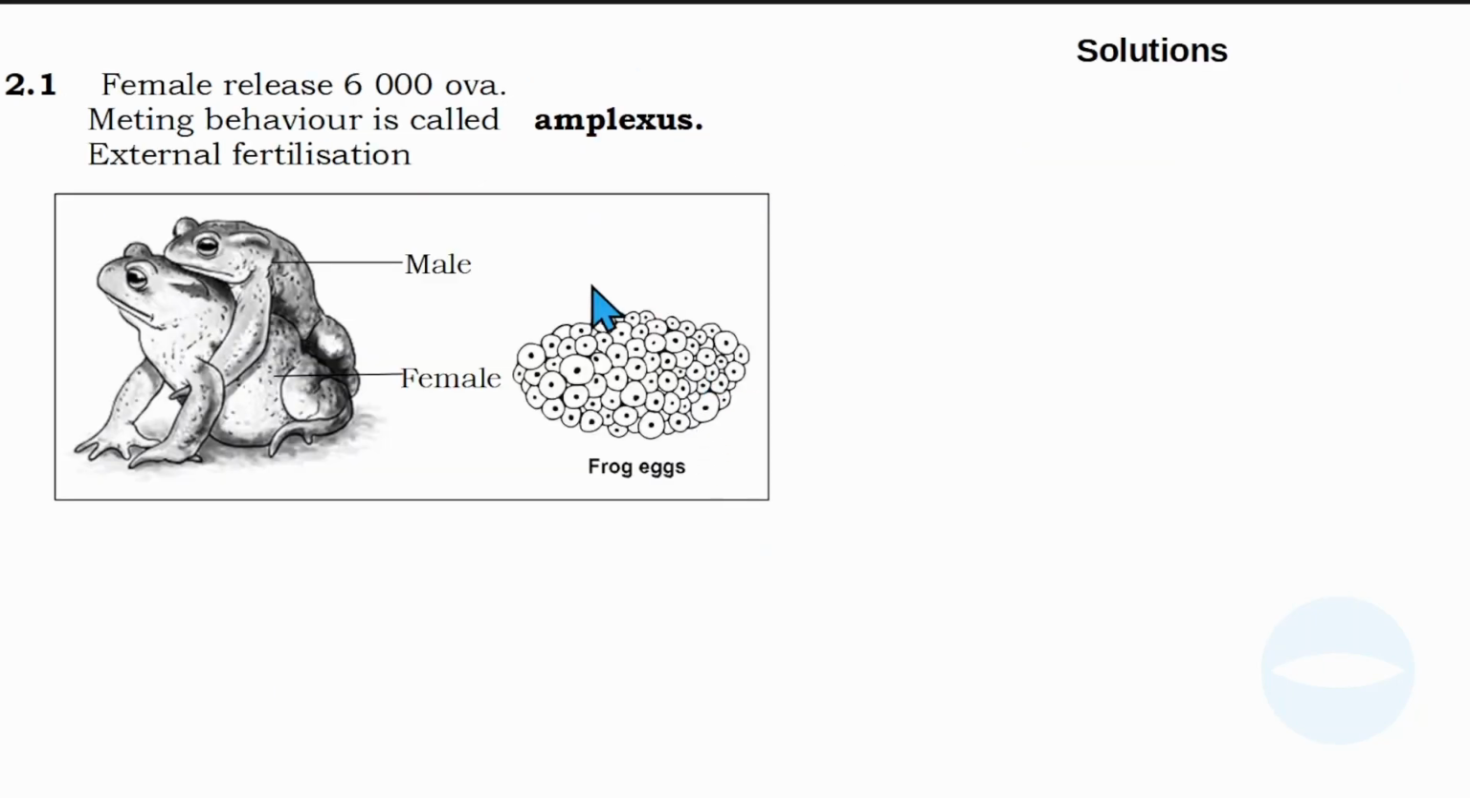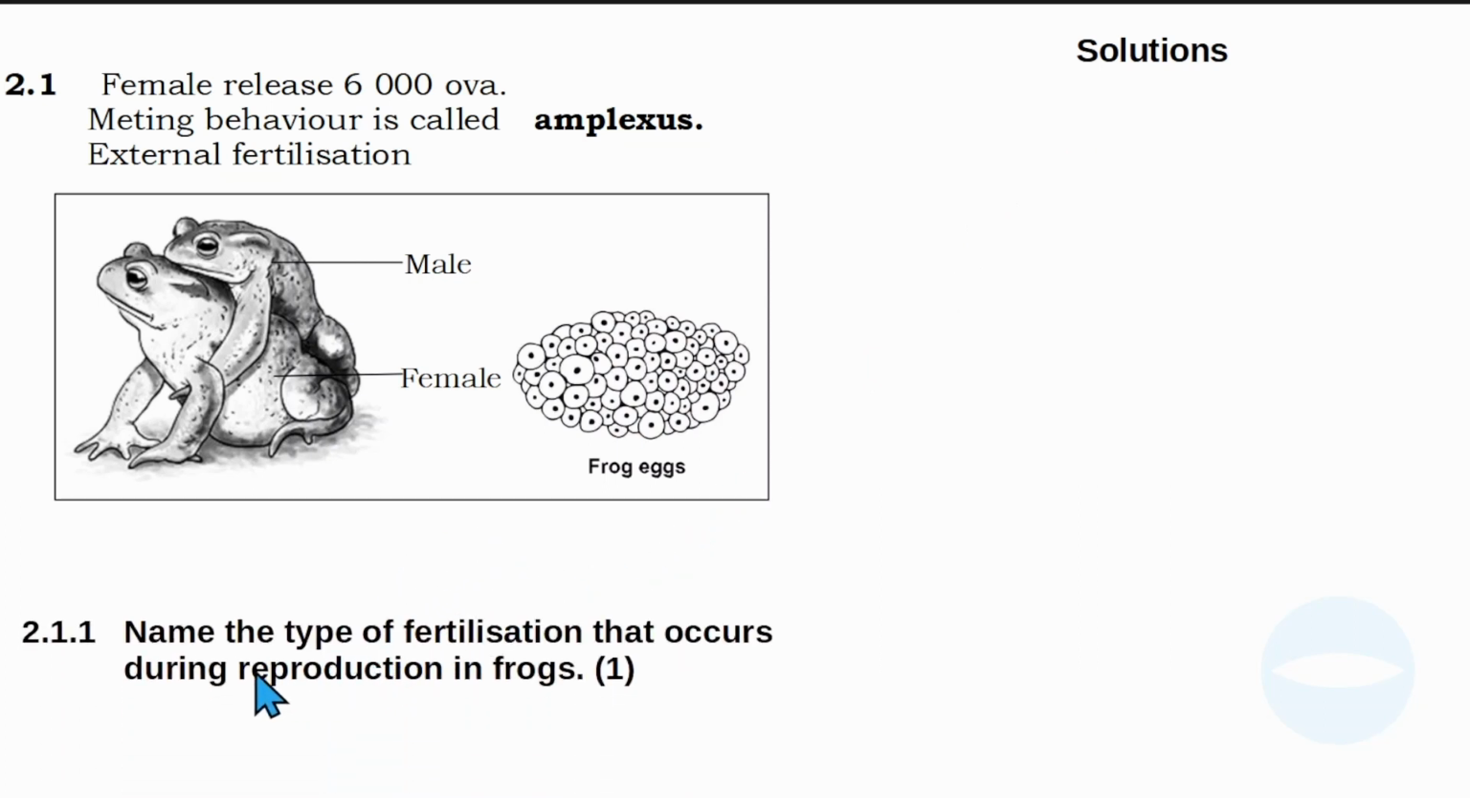Here, the question will flow, and then the solutions will come here. I will explain everything. Now let's get to the first question. It says, name the type of fertilization that occurs during reproduction in frogs. Here, we have two types of fertilization: internal fertilization, which takes place inside the body of a female, and external fertilization, which takes place outside the female body.